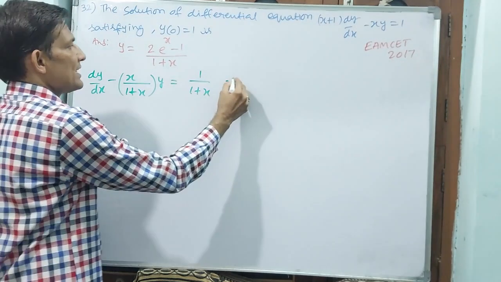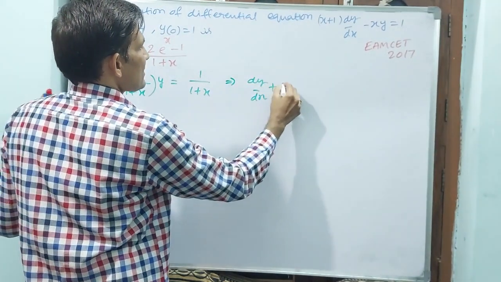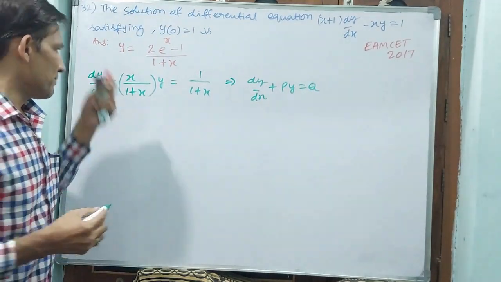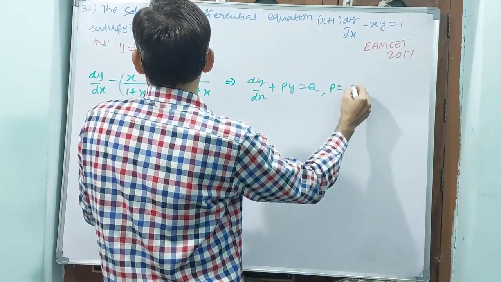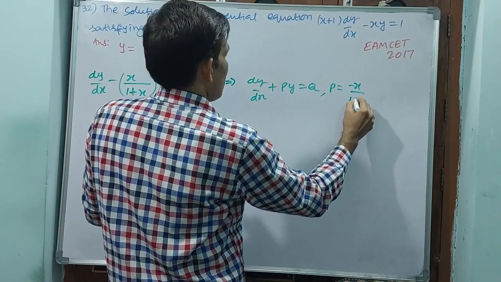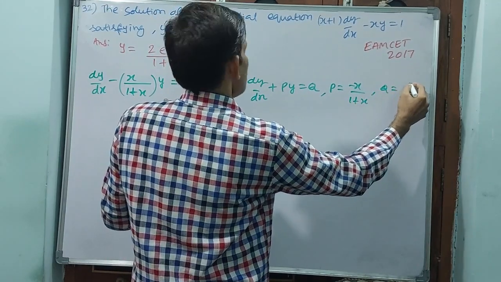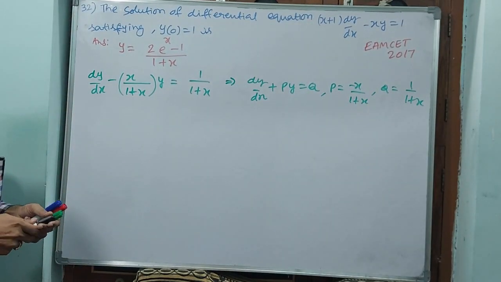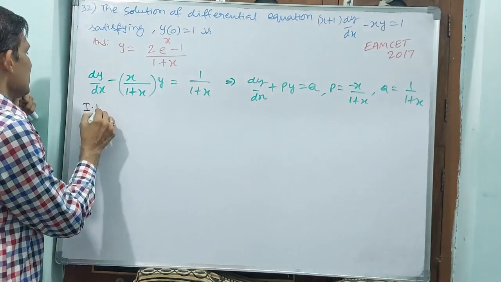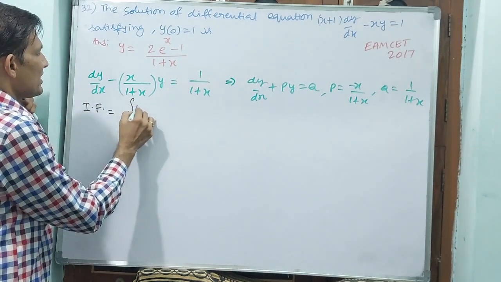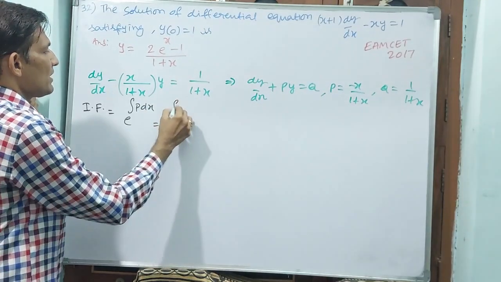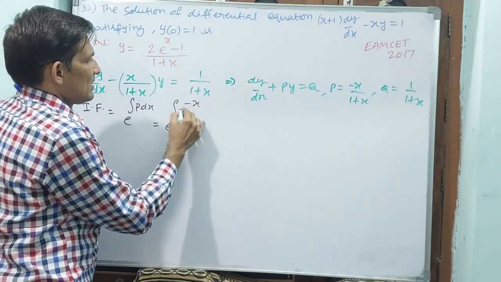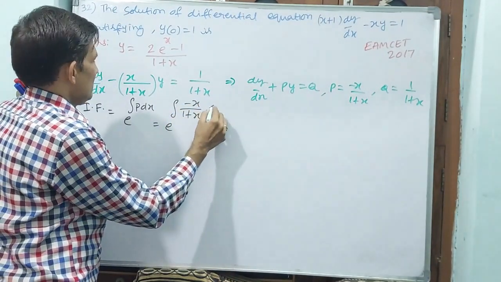And y is there. Now this is like dy by dx plus py is equal to q, where p is equal to minus x by 1 plus x and q is equal to 1 by 1 plus x. Now we find the integrating factor first. Integrating factor is equal to e power integral p dx, that is equal to e power integral of minus x by 1 plus x dx.